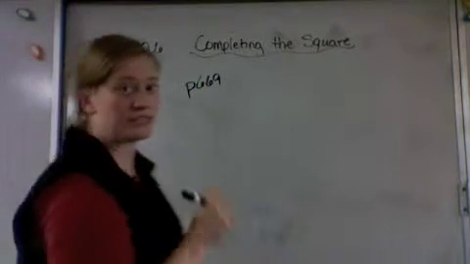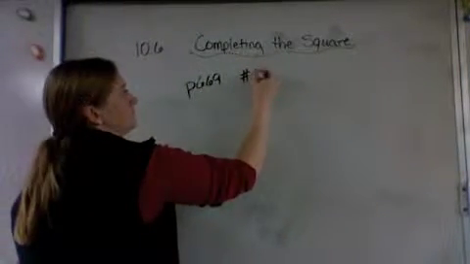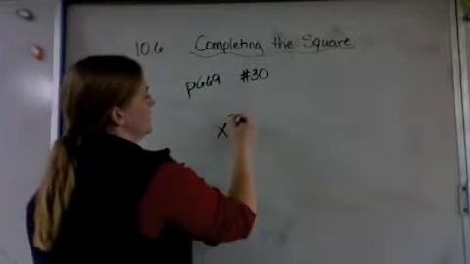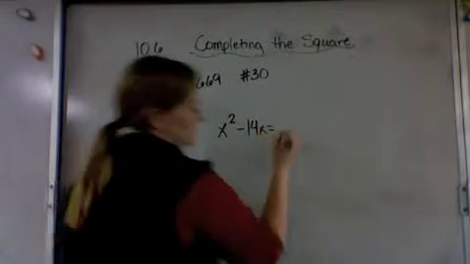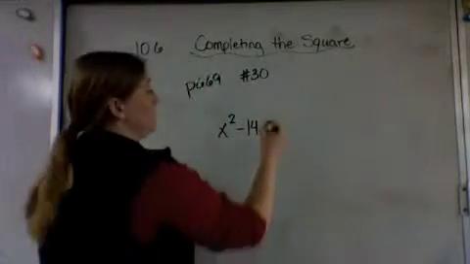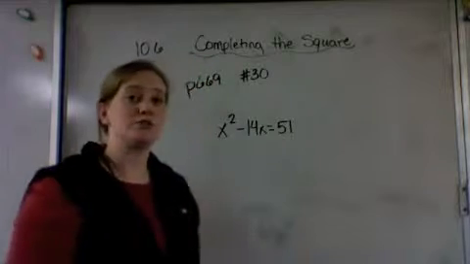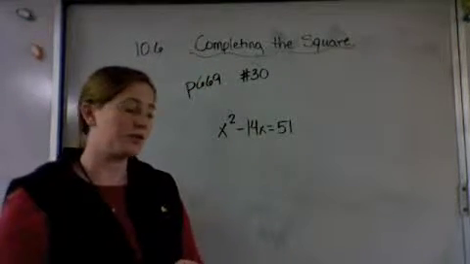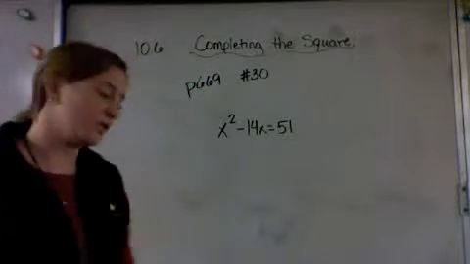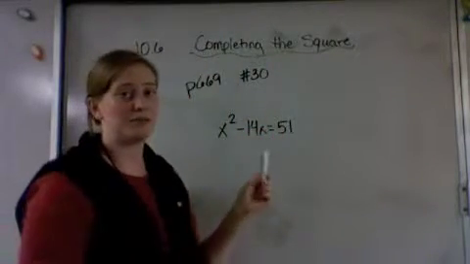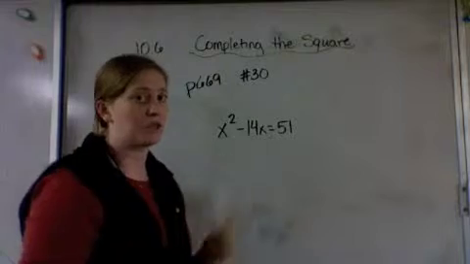It's the review section of your book. Number 30. Okay. It says x squared minus 14x equals 51. And the directions say to solve the equation by completing the square. So remember that in order to complete the square, what we need to do is find some number to add to both sides of the equation to make this side a perfect square trinomial.